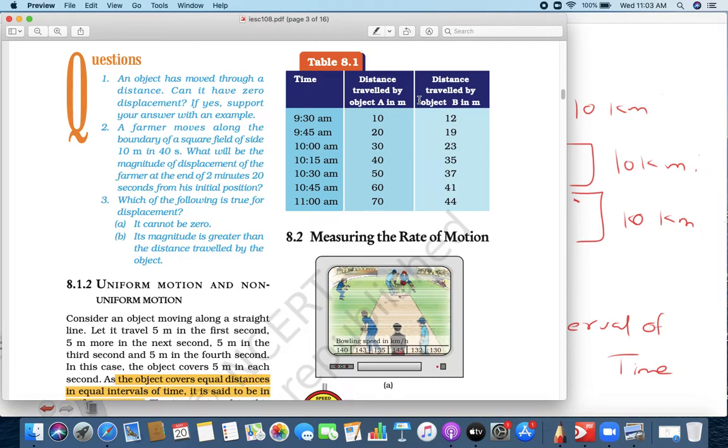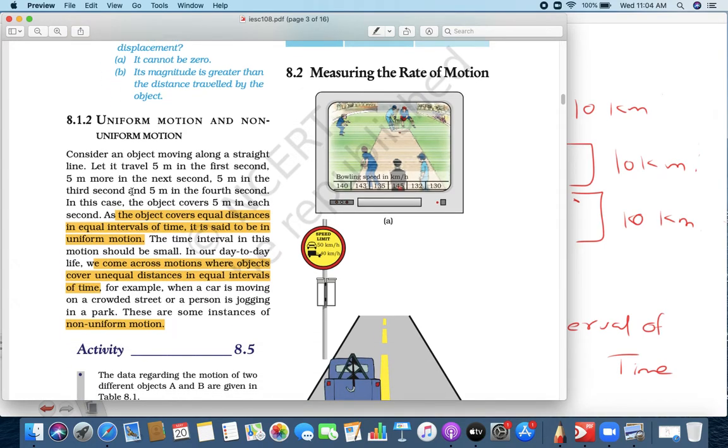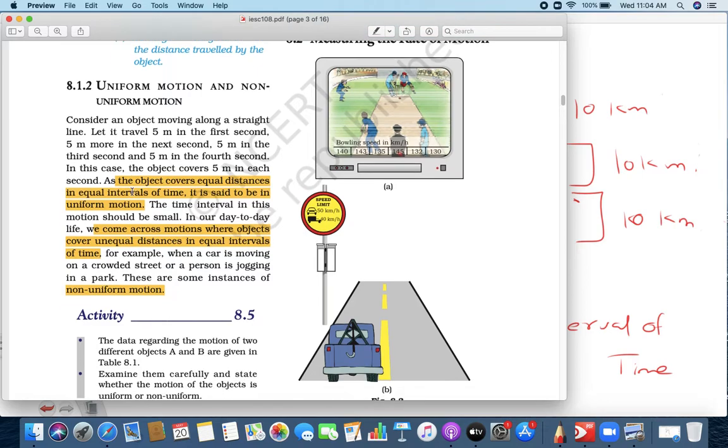At 9:30 it is at 12 kilometer, at 9:45 it is at 19 kilometer, at 10 it is at 23. The distance from 12 to 19 is 7 kilometer, from 19 to 23 it is again not the same. So every 15 minutes the distances are not the same. In the yellow part, if an object covers equal distance in equal interval of time, it is in uniform motion. And when we come across unequal distance in equal interval of time, what is the definition of non-uniform motion?